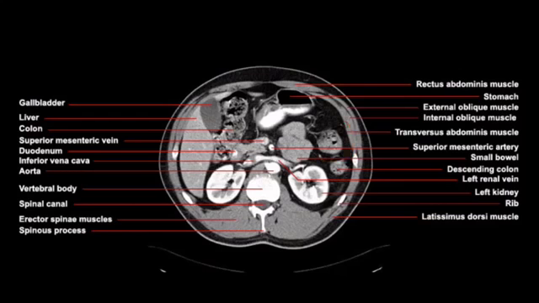Another structure we can see at this point that we could not see before is this large gray area in the central portion of the abdomen. That's actually portions of the small bowel. As we go more inferior in the patient's abdominal cavity, we'll see more of the small bowel.